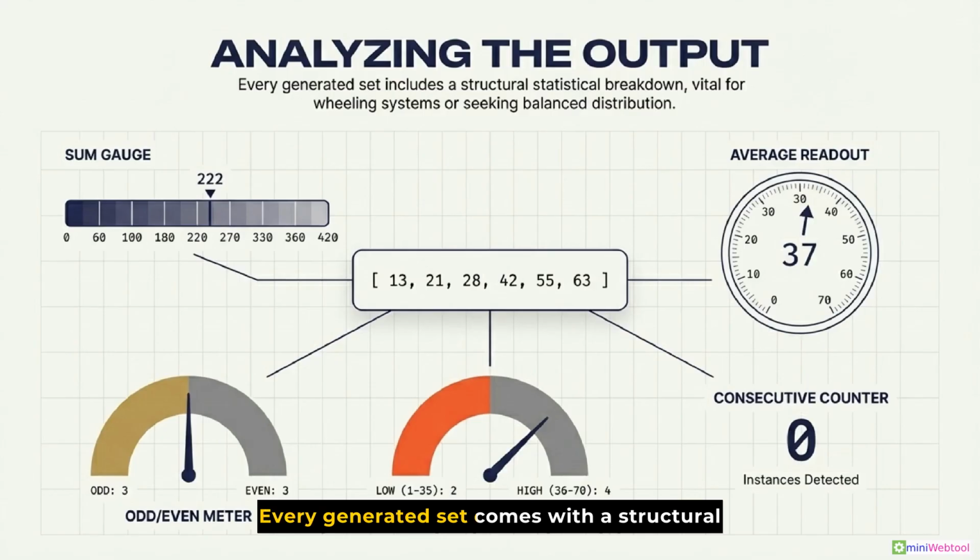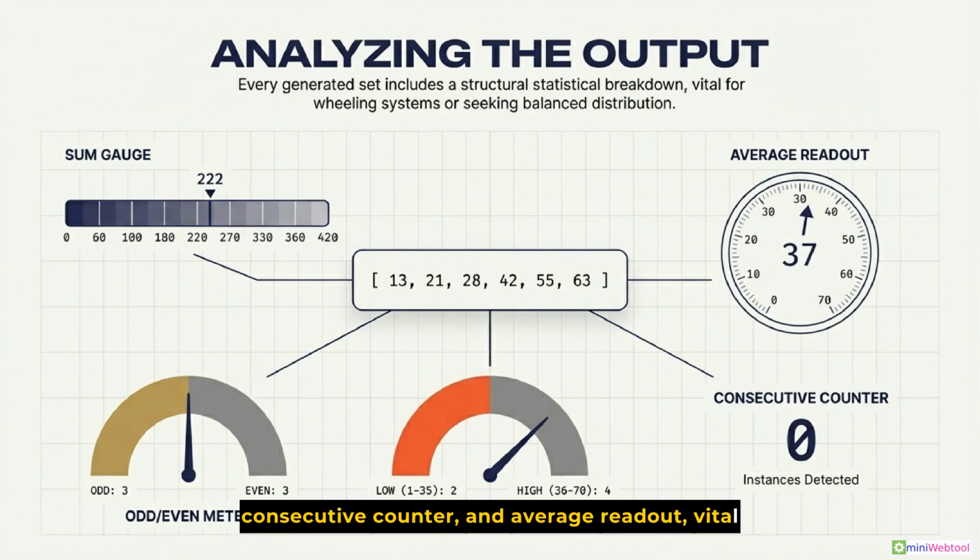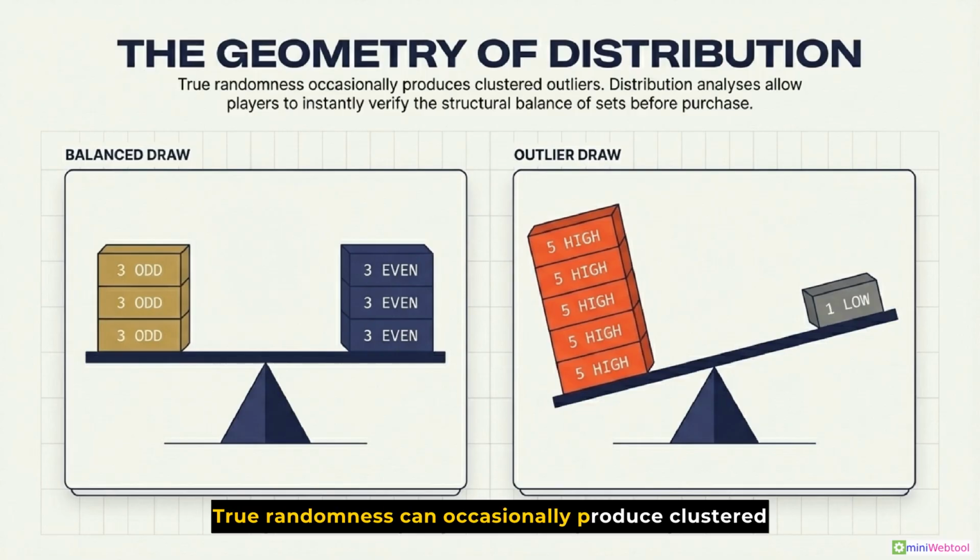Every generated set comes with a structural statistical breakdown. This output analysis includes a sum gauge, odd/even meter, low/high meter, consecutive counter, and average readout, vital for balanced distribution. True randomness can occasionally produce clustered outliers. Distribution analyses allow users to instantly verify the structural balance of sets, distinguishing between a balanced draw and an outlier draw before making a purchase.